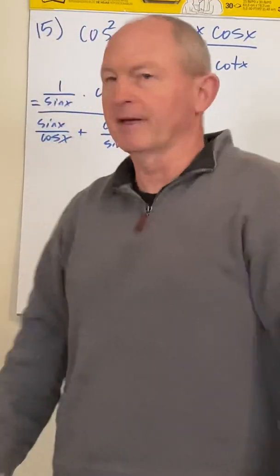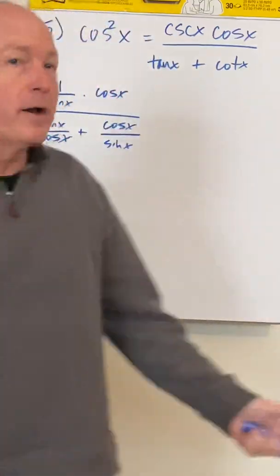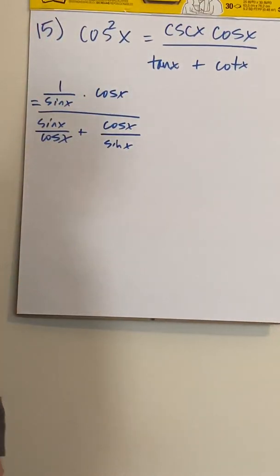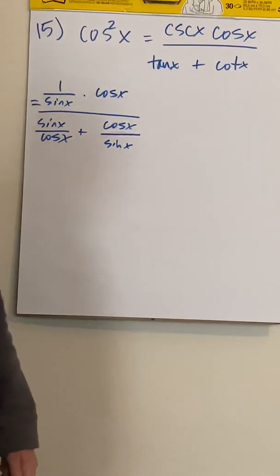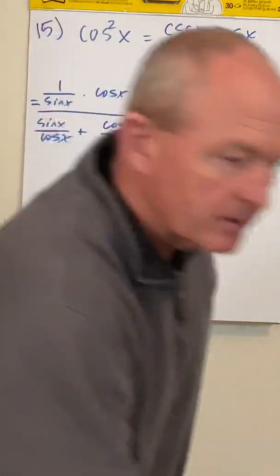Okay, now, a couple things. In the numerator, I clearly recognize that 1 over sine x times cosine x, that's just going to be cosine over sine, which is cotangent. So I'm going to get that out of the way. I might even switch colors.